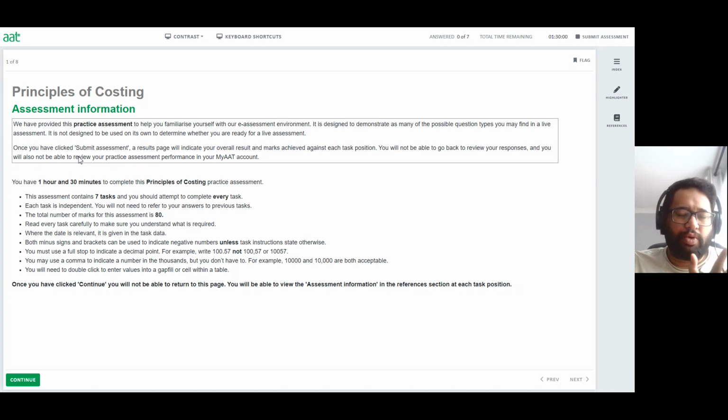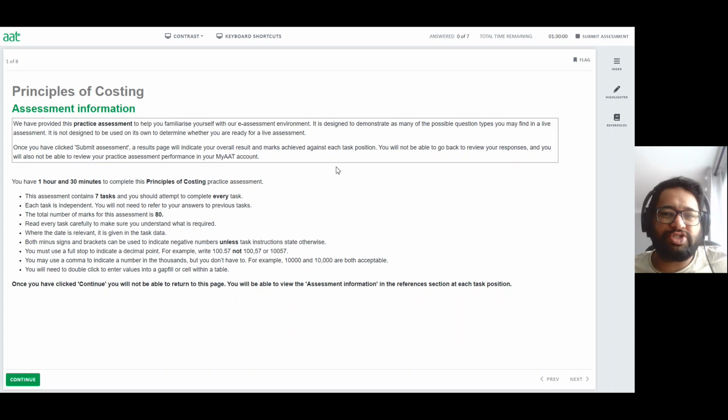The costing unit, what is that again? It's called Element of Costing. Now it's changed to Principles of Costing. But in this exam, something is expected of you: to have some sort of knowledge of how to handle some spreadsheet kind of scenarios.